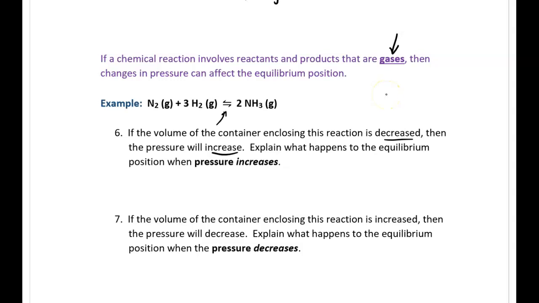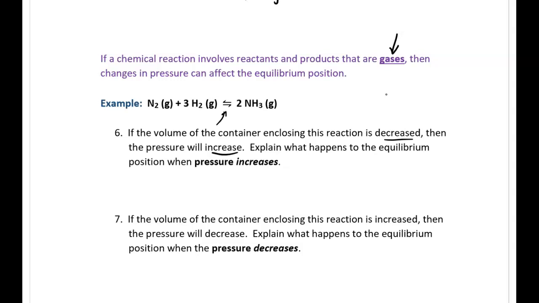Le Chatelier's principle says that the chemical reaction will respond by alleviating that stress. So how does the chemical reaction alleviate the fact that pressure has increased? It needs to do something that will decrease the pressure. So to decrease the pressure, the reaction needs to create fewer particles. If there's fewer particles in the container, then there will be less pressure.